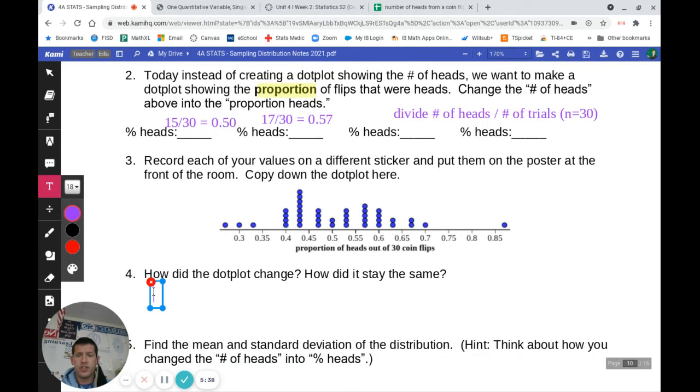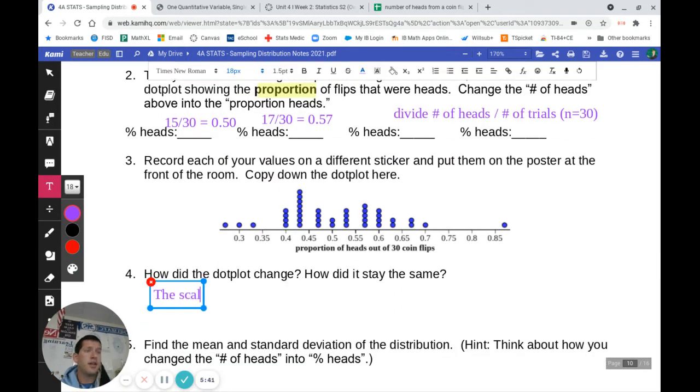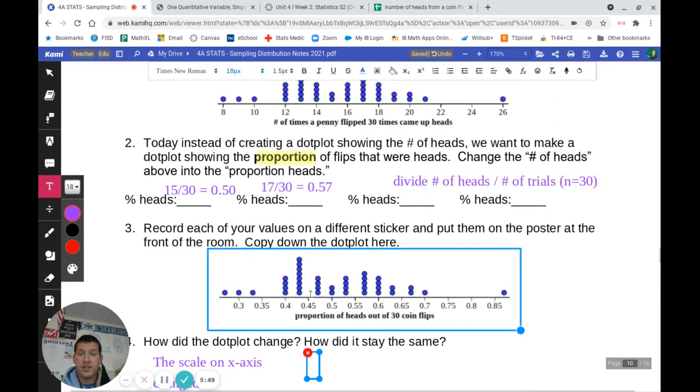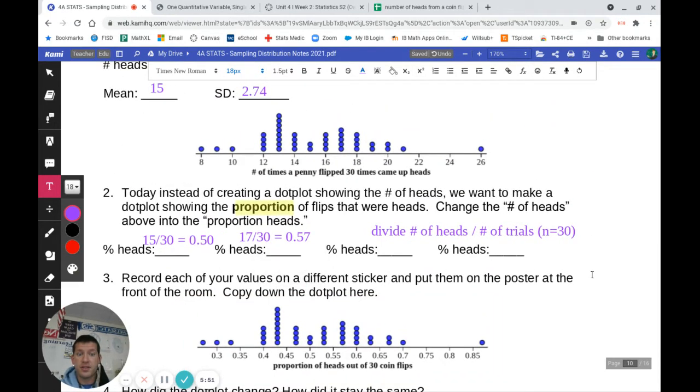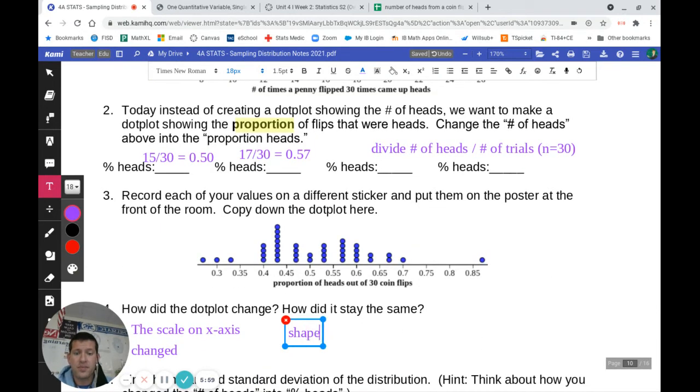So let's shut that down. What's changed? The scale on the x-axis changed. And how did it stay the same? Well, you can see the general shape is identical. We start with the few off to the left, the one all the way to the right, the peak is in the same spot, everything is identical. The shape has stayed the same.